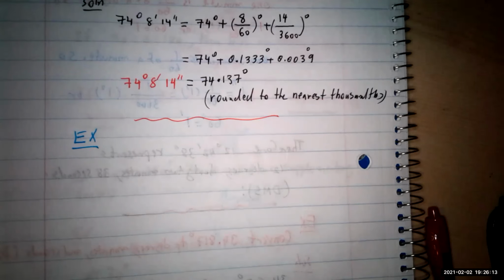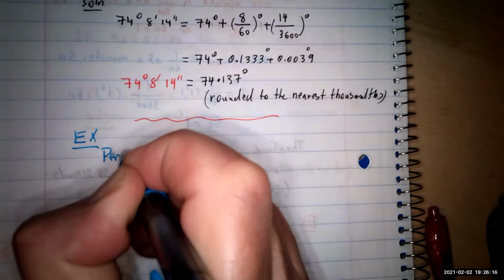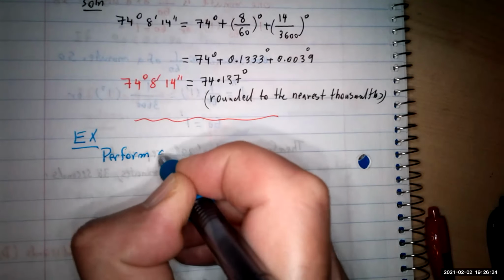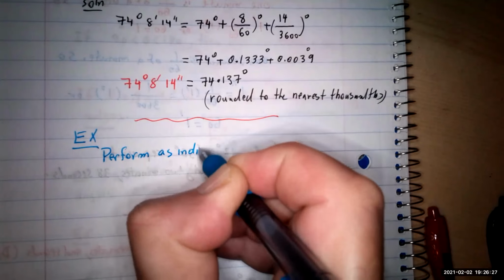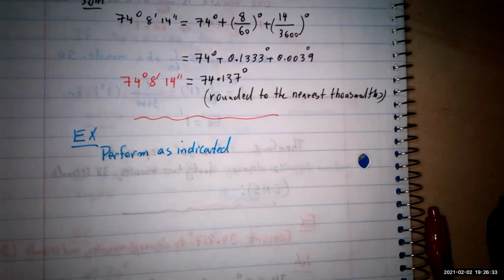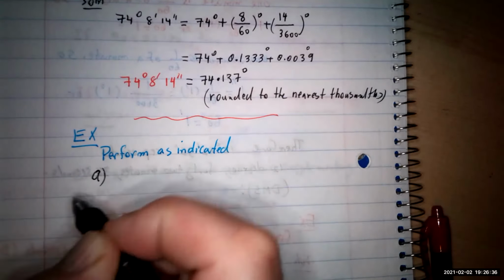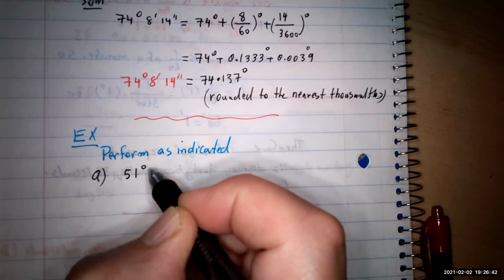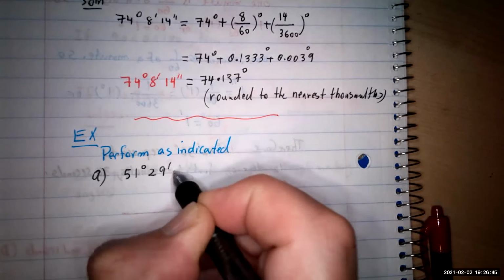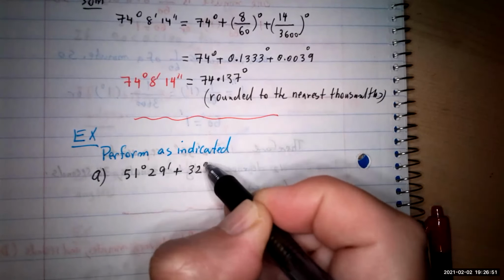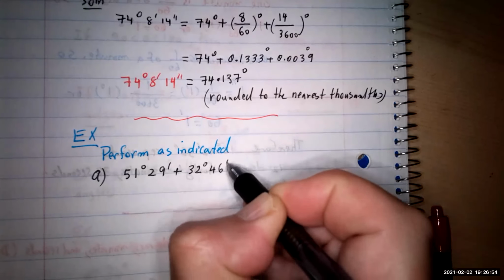That's your second problem. These are all one problem with all this notation. We would like you to perform each as indicated, meaning adding or subtracting. The first one is a kind of addition. You want to add 51 degrees, 29 minutes to 32 degrees and 46 minutes. That's it.